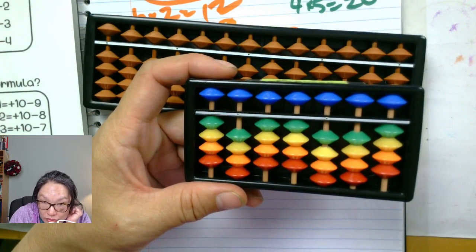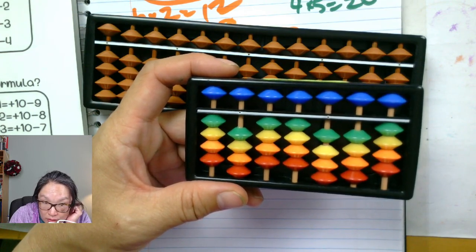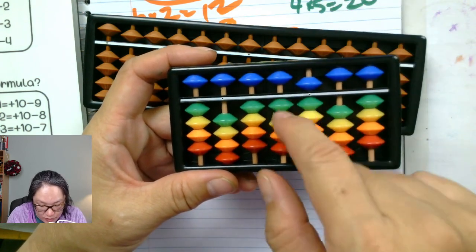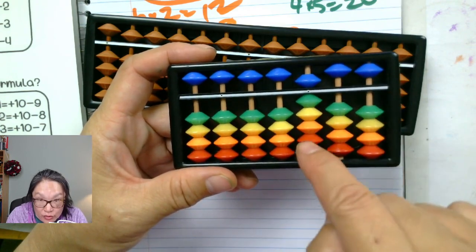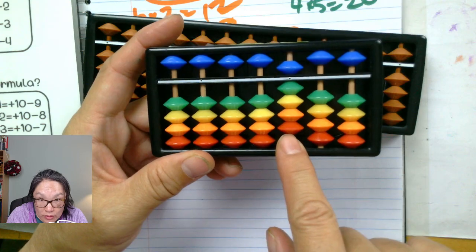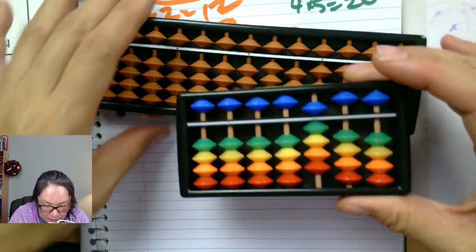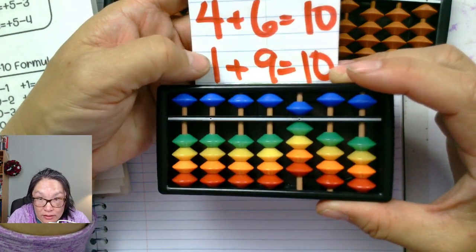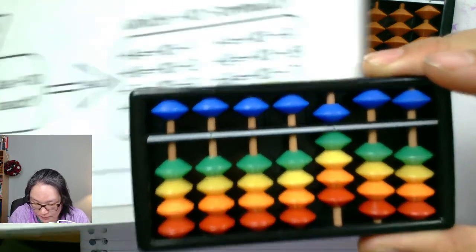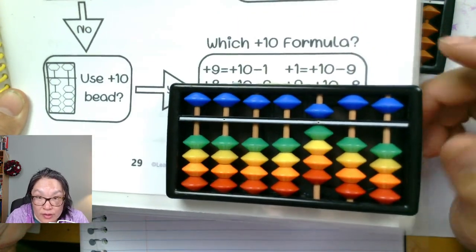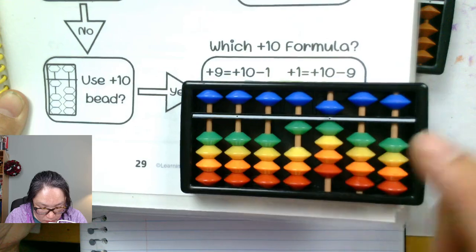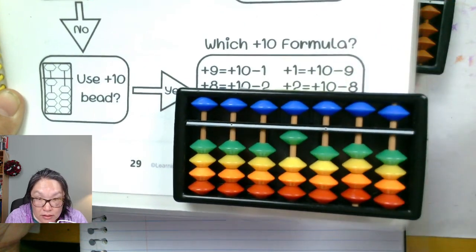How do you add the 1 if there's no more room? How do you add the 1? So if I need to do 9 and there's no more room, this is where we have to make a 10. We know how to make a 10. This is where we have to memorize our formulas. Plus the 10, 1, 0, take away the 9.